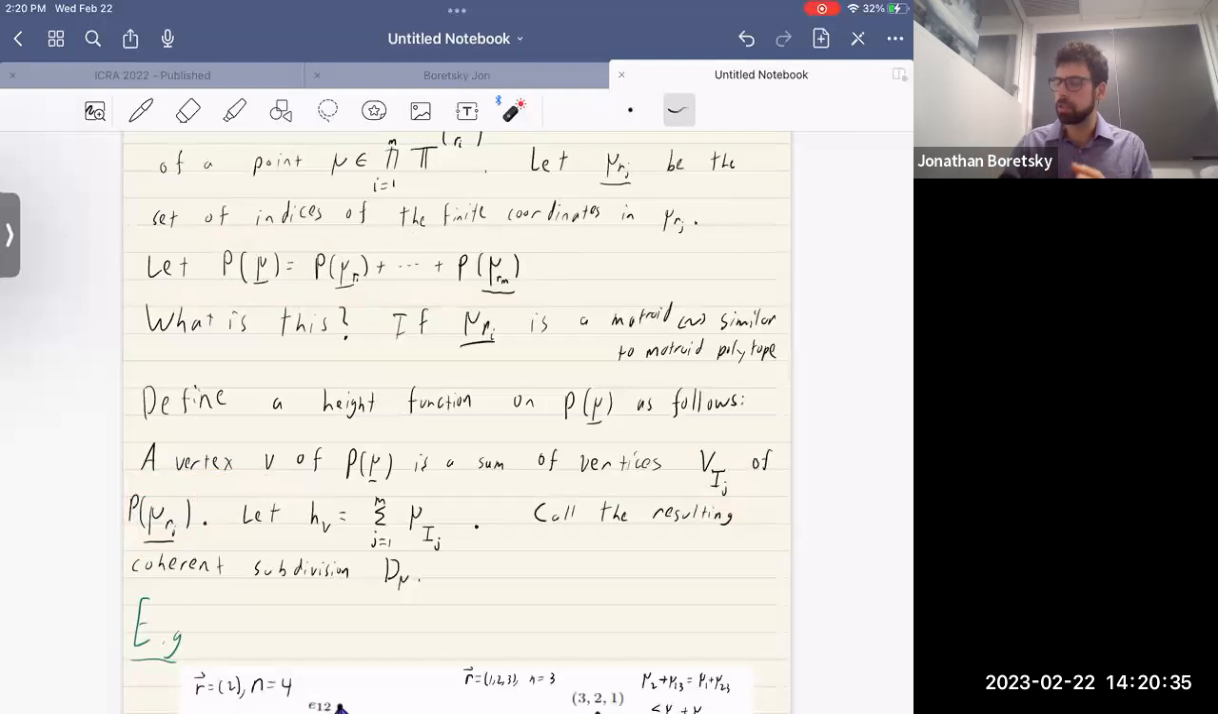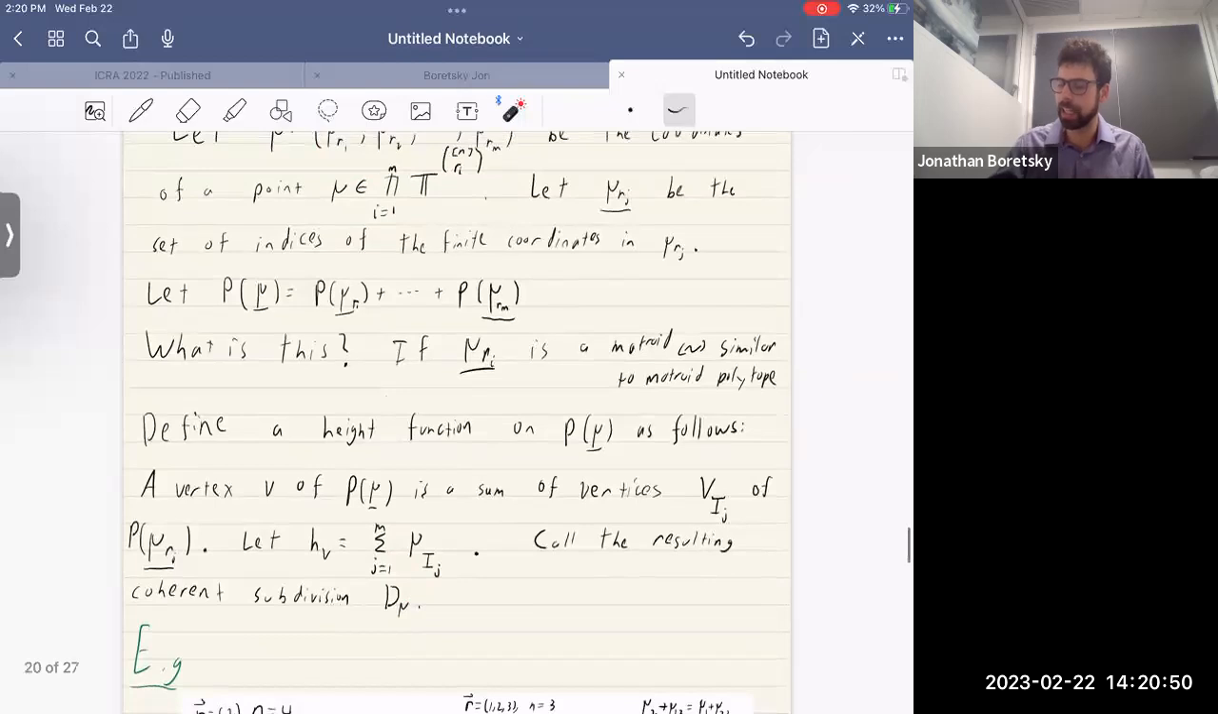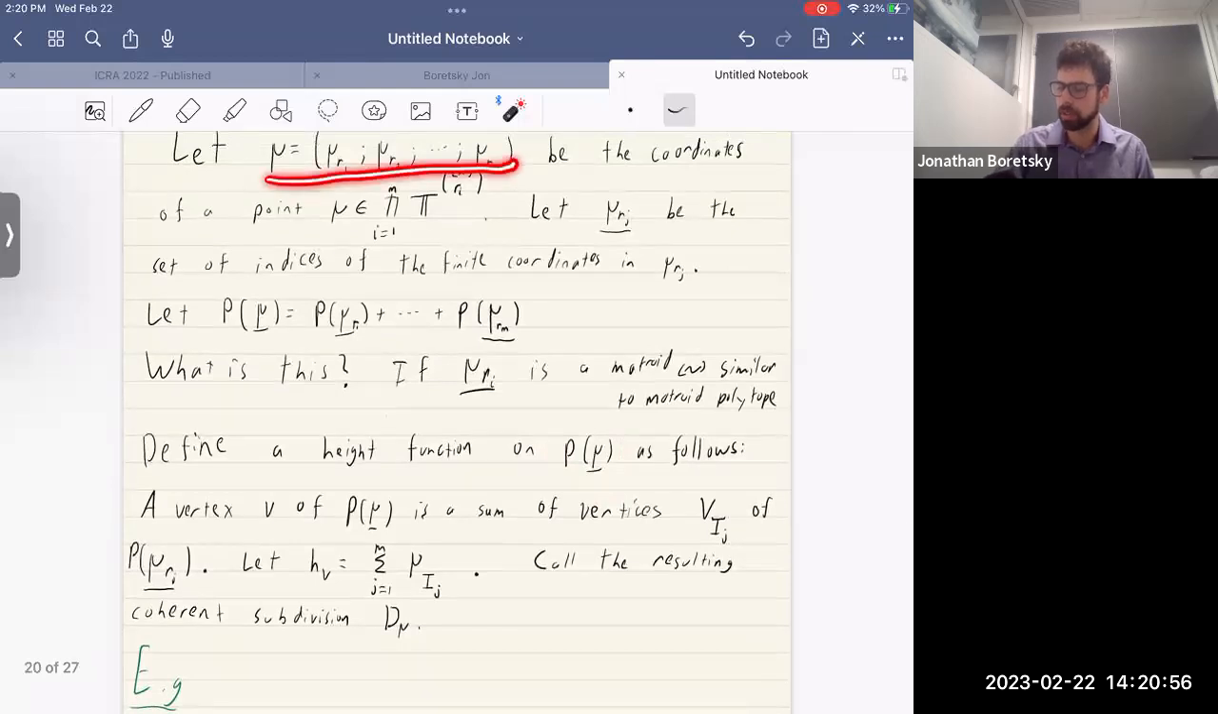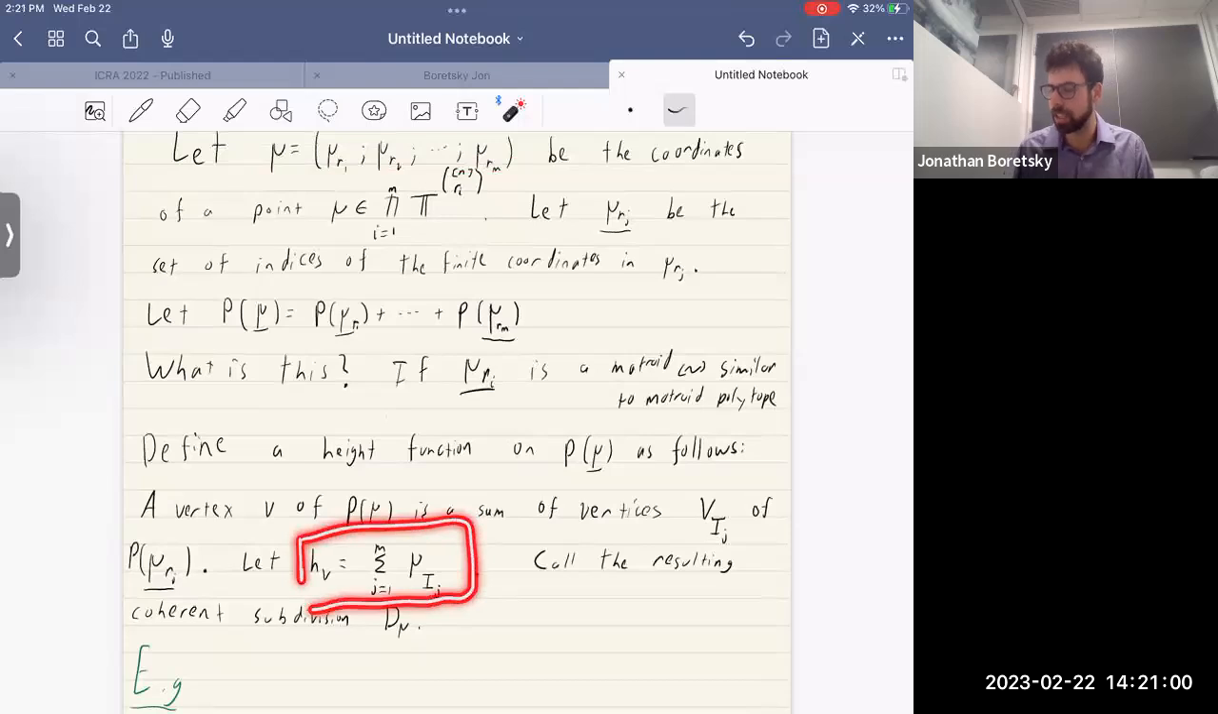Now, because mu is this tropical vector, it has a value at each of these vertices. And we're just going to sum up the relevant values of mu. So it's a little bit hard to track exactly what's going on, but it's some function which is combining data about the vertices of this P of mu in terms of this collection of tropical vectors. And once we get this height function, we can take a coherent subdivision and we'll call that subdivision d mu.